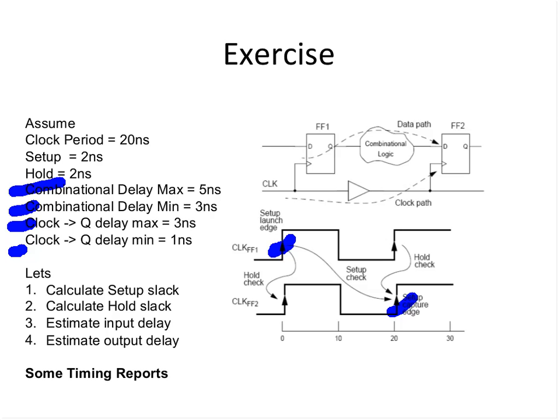Estimate input delay. So there is no combinational logic here. Assume that there is zero combinational logic here and zero combinational logic here. Assume this goes to an output port directly and assume this comes from an input port directly. You should be able to estimate input delay and estimate output delay. Please do this for both the max corner and the min corner. Okay, so I hope you will be able to solve this very easily. You just have to go back, understand the equations, come back here and solve it. Just a 2 minute job.